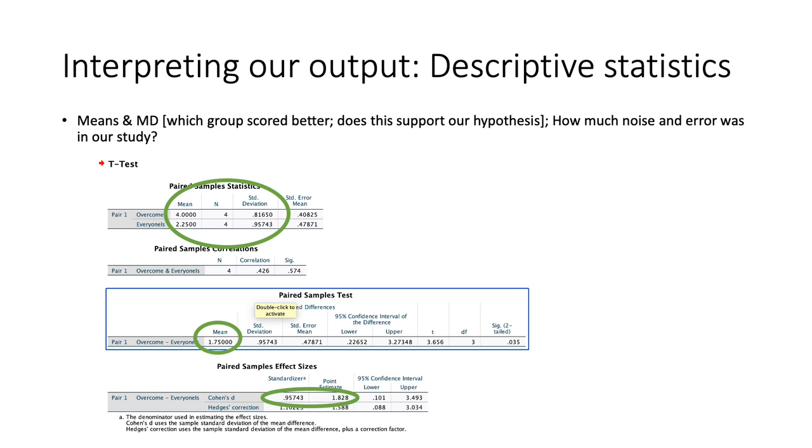All right, so now we're looking at our output. We want to look at our descriptive statistics. We can see our means are 4 and 2.25. Our number of observations per group is 4 and 4. Our standard deviations within each condition are presented right there. We know that our sampled mean difference is 1.75. We also know that our pooled standard deviation is 0.957, and our Cohen's d is 1.828, which is a massively large Cohen's d.